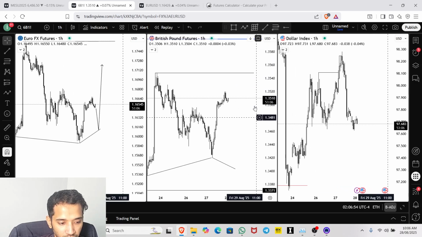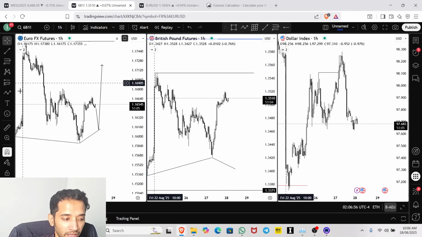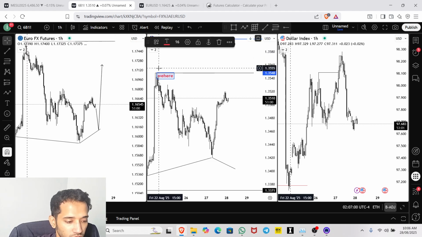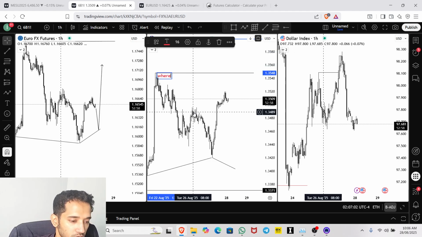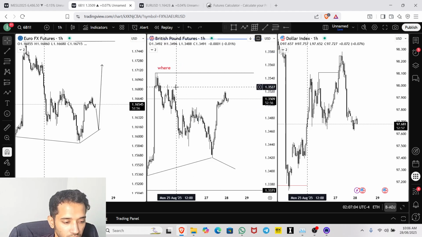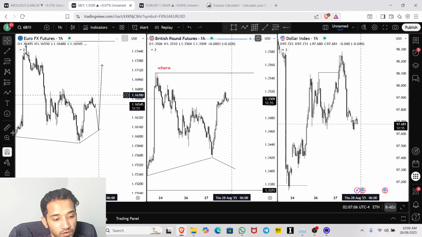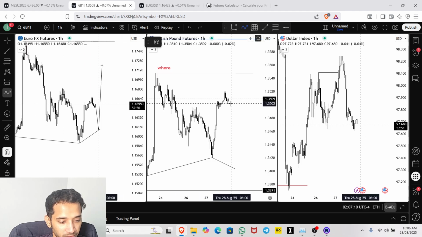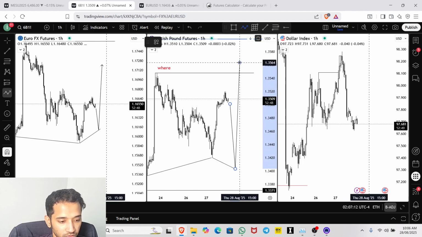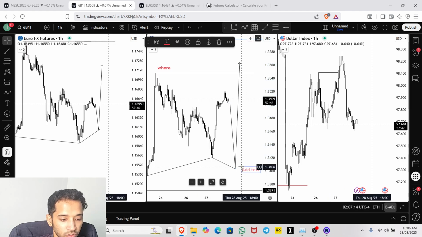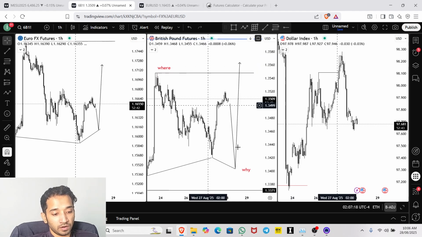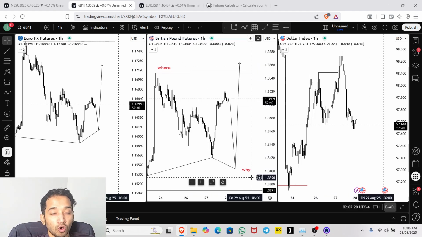That's why now you have your where. This is your where. Sorry. Where is price going? Price is going here. Why is this the thing which I mentioned? This would be the why. This is your why. Where price is going, right there. Why price would go there is having a crack in correlation.